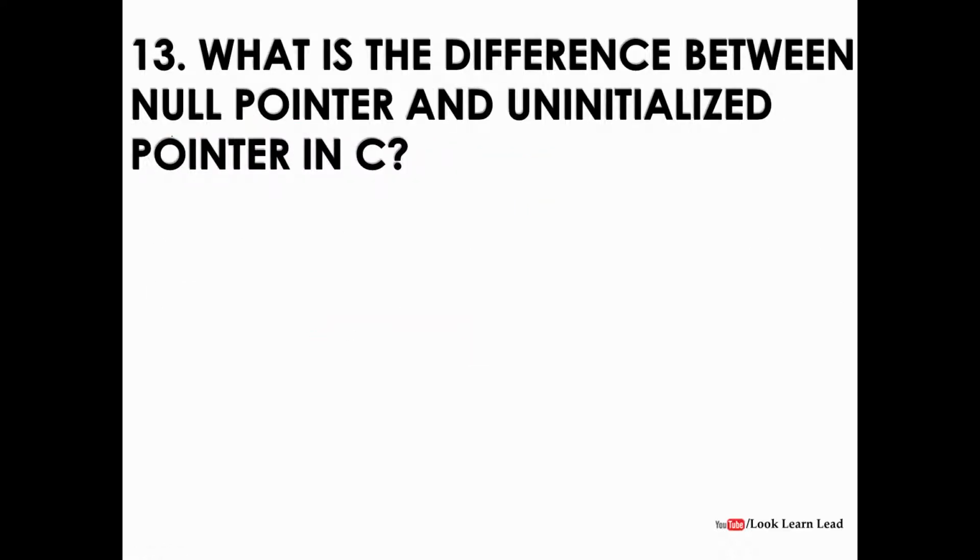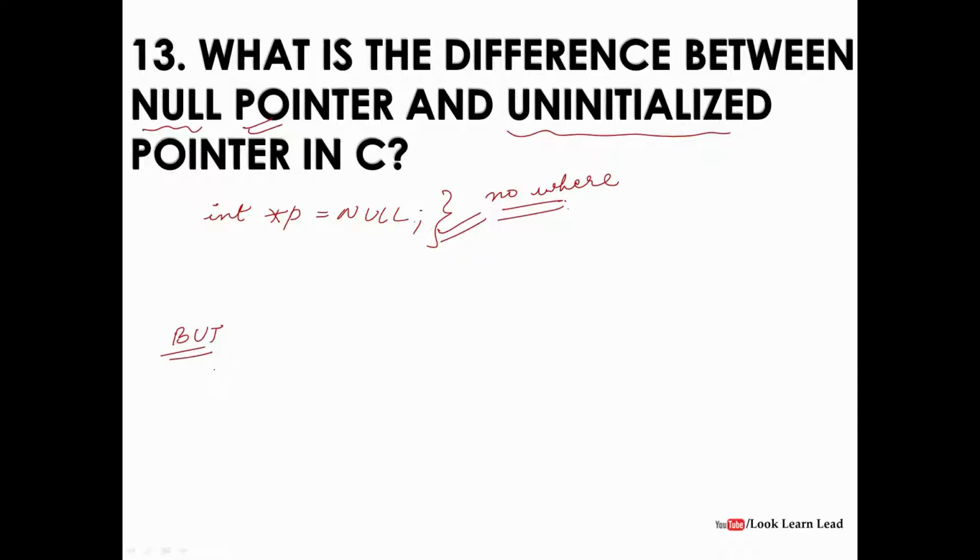What is the difference between a null pointer and an uninitialized pointer? A null pointer is a pointer which is initialized. See, suppose I have int *p = NULL. So it is initialized. I have initialized this pointer and it is pointing to nowhere. A null pointer is pointing to nowhere, but an uninitialized pointer is pointing to some random location. Any random location.